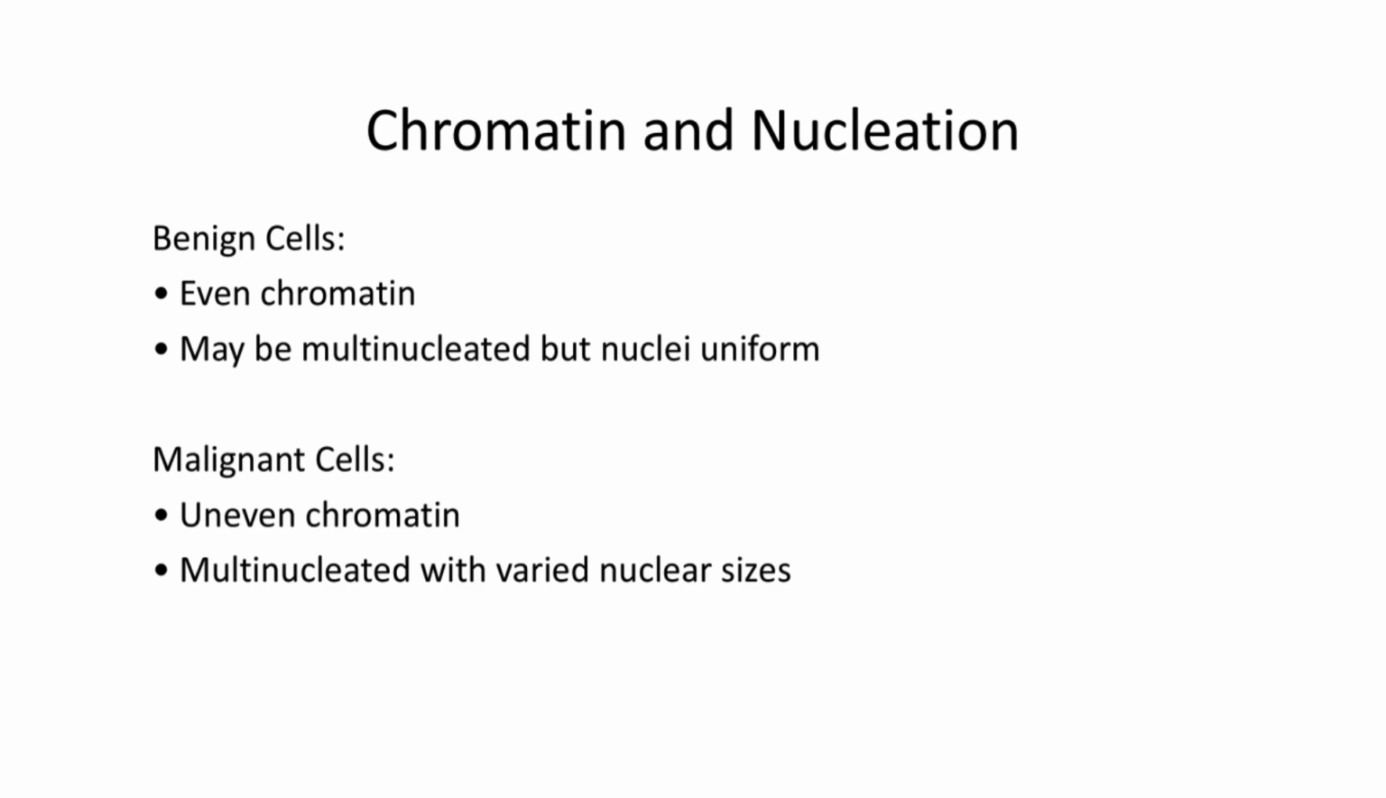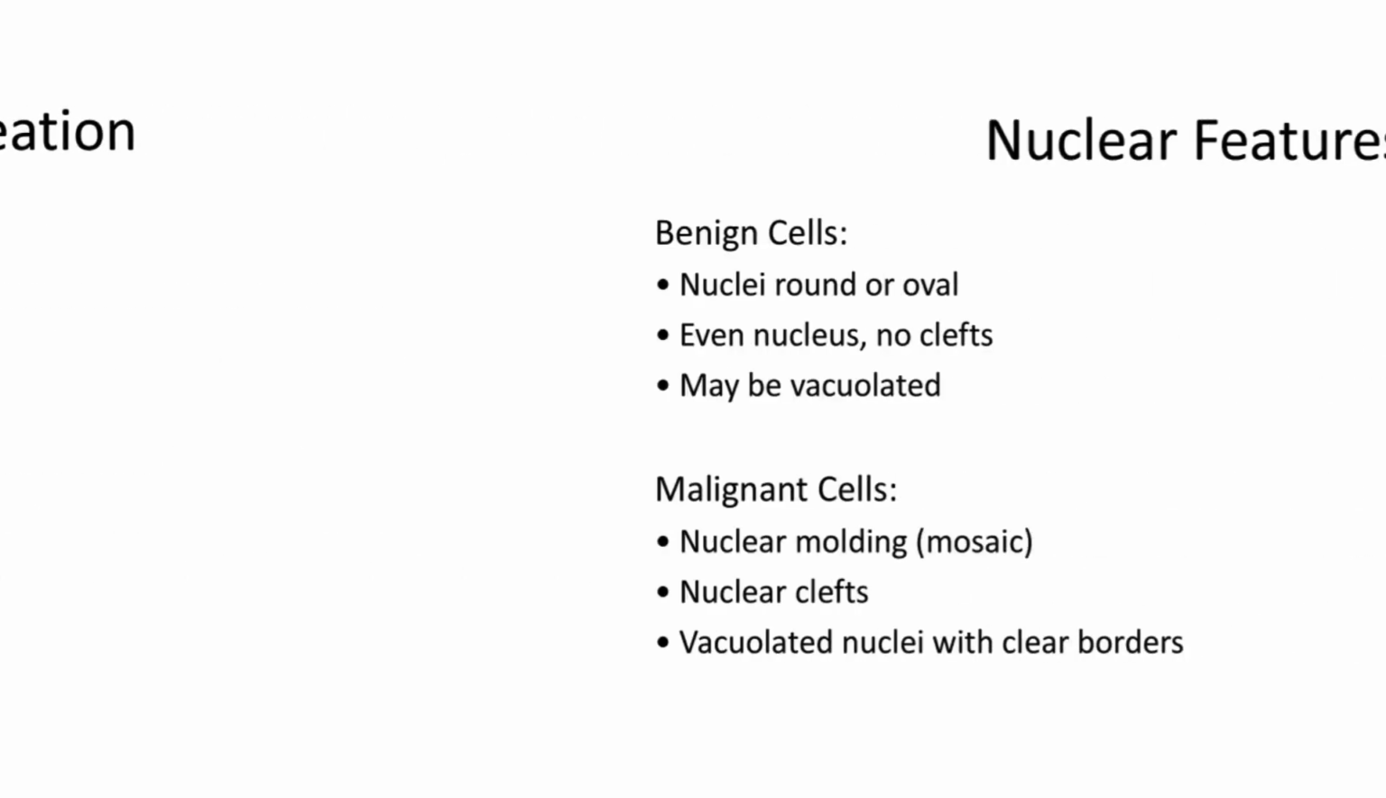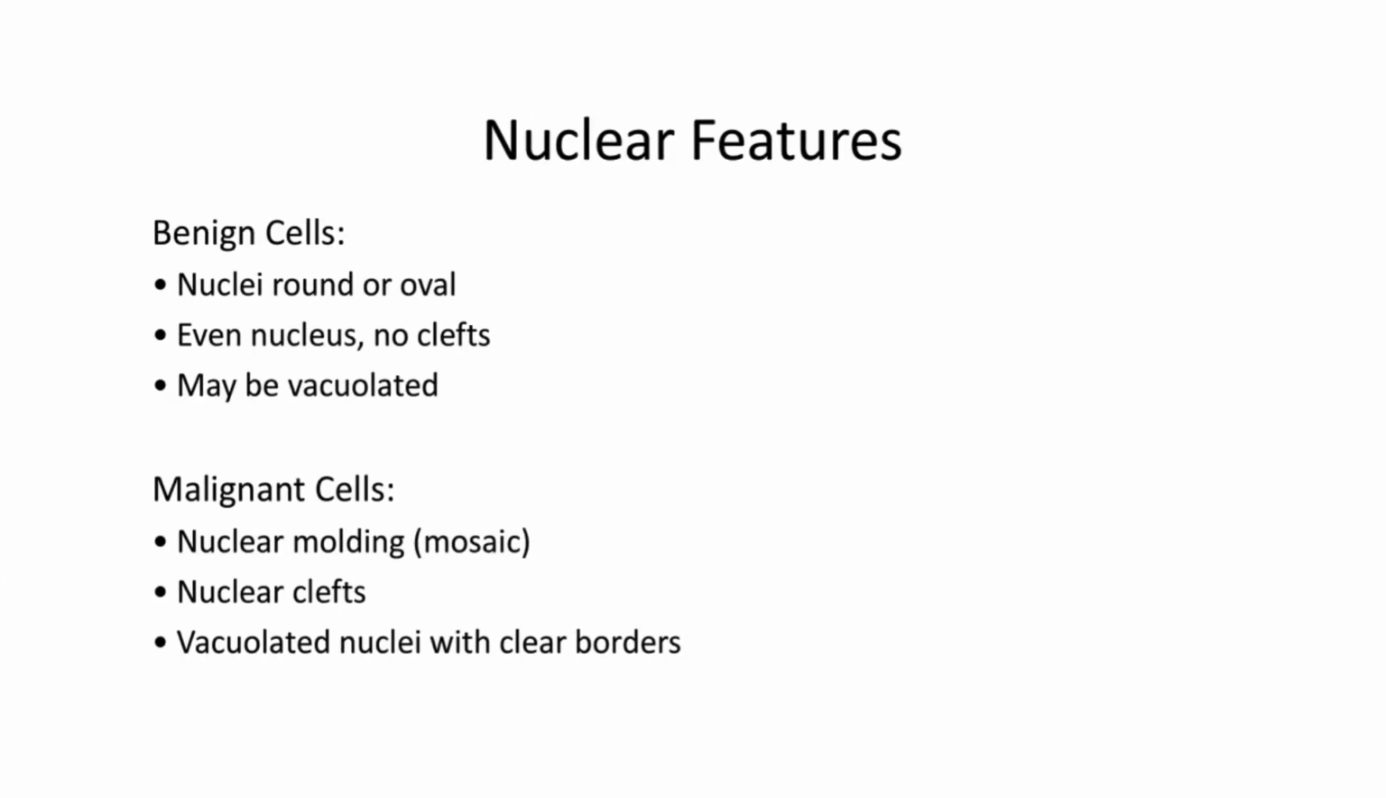Malignant cells differ by showing uneven chromatin and multinucleated forms with nuclei that vary greatly in size. The nuclei of benign cells are generally round or oval, even in structure, without clefts, and they may sometimes contain vacuoles. Malignant cells display nuclear molding, where nuclei press against each other, creating a mosaic appearance. They may also have nuclear clefts, and their nuclei can be vacuolated with clear borders.